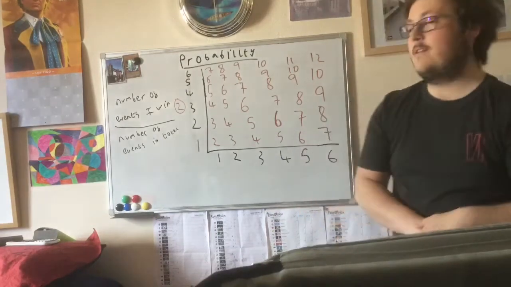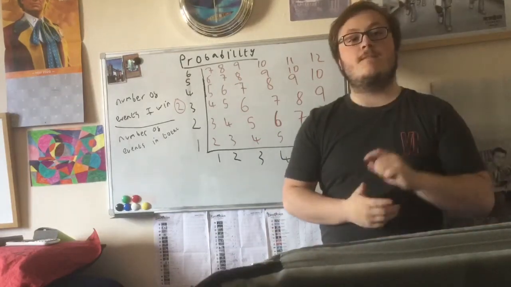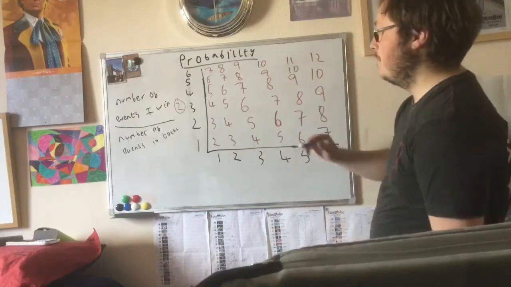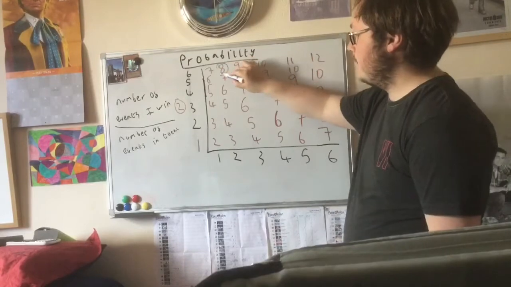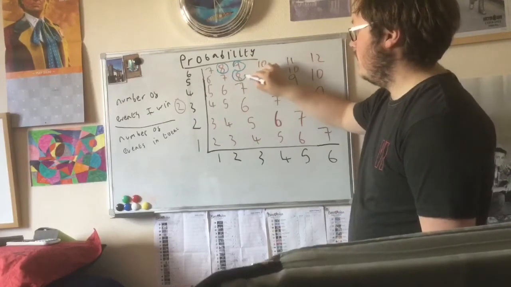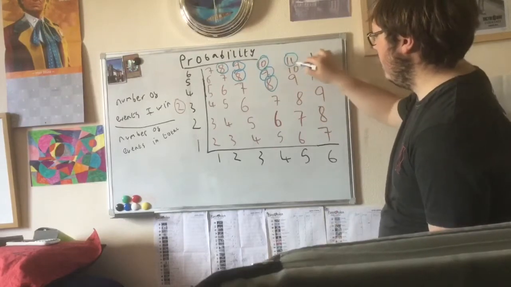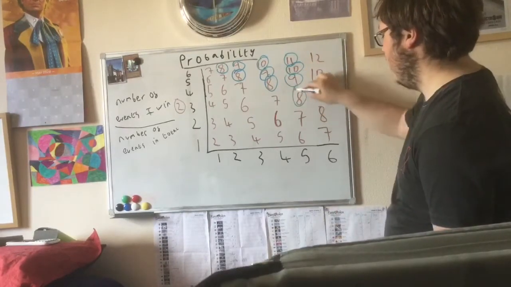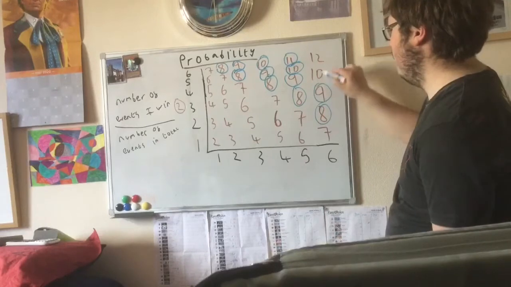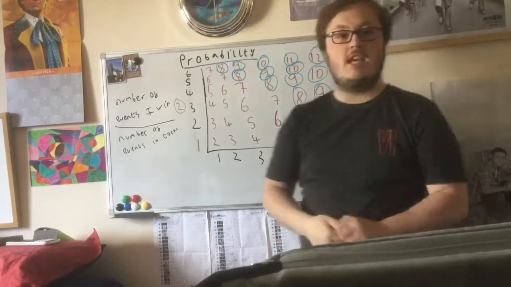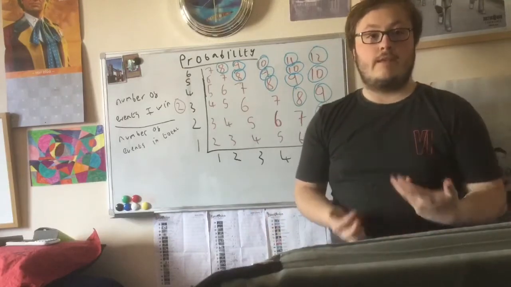This one will be a bit different because we're not looking at just a specific number in this. We need to look for numbers that are bigger than 7. So there's 1 here, 2 there, 3 there, 4 there, 5, 6, 7, 8, 9, 10, 11, 12, 13, 14. There's 14 numbers bigger than 7.